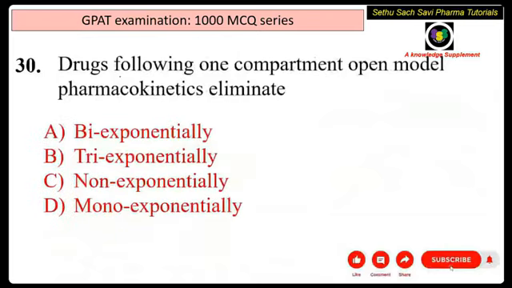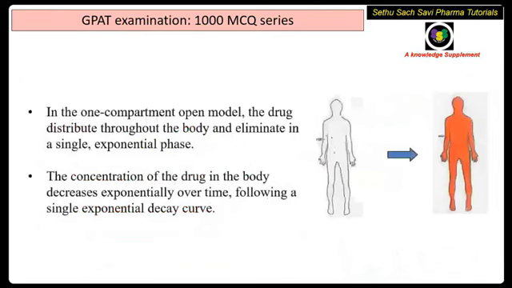Coming to the last question, drugs following one compartment open model pharmacokinetics eliminate by. Is it bi-exponential, tri-exponential, non-exponential or mono-exponential? See, in one compartment open model, we are saying whenever we are injecting a drug, it will distribute throughout the body. It will distribute throughout the body, right? That is the open model of one compartment model. So this is an assumption. In the actual scenario, this is not what happens.